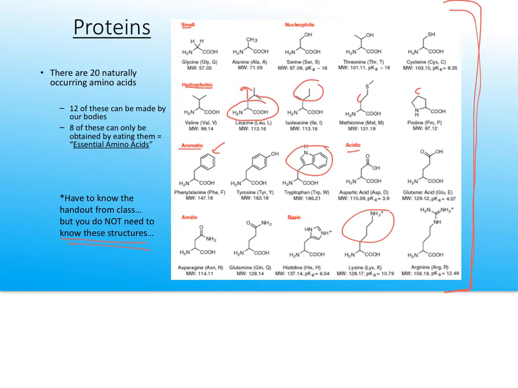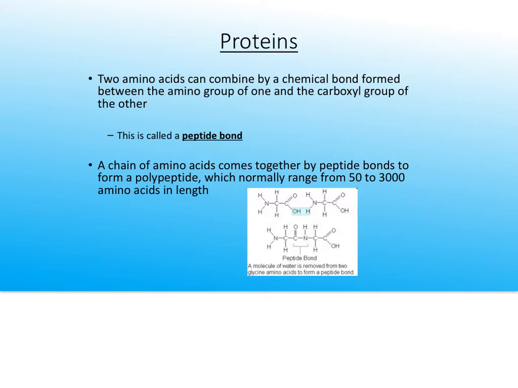But please do not try to learn this picture right here. Now, 2 amino acids can come together and form a chemical bond that we call a peptide bond. The peptide bond basically goes from the amino group of one amino acid and attaches to the carboxylic acid group of the other amino acid.